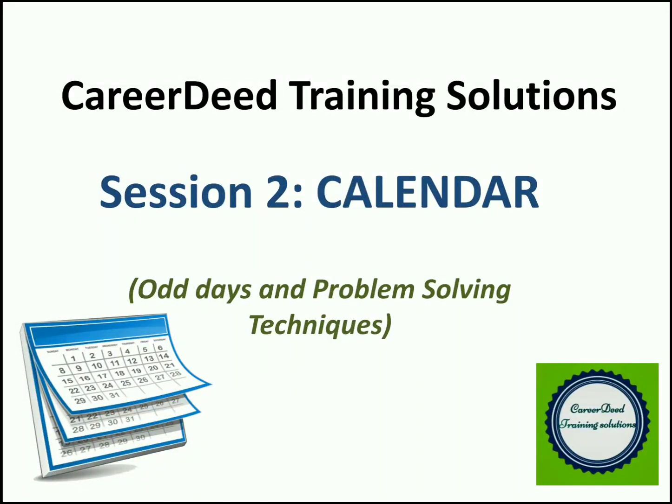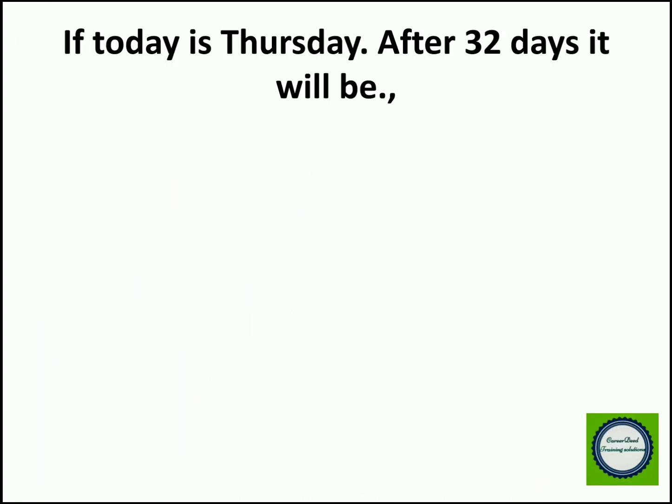We are at session 2 of calendars, and in this session we will be discussing odd days and problem solving techniques in calendars. Let's enter into the first question of the session. If today is Thursday, after 32 days it will be dash. We can solve this type of question using the odd days concept.